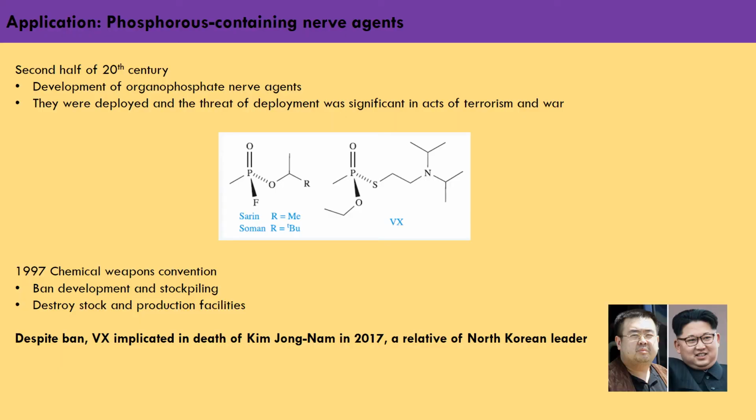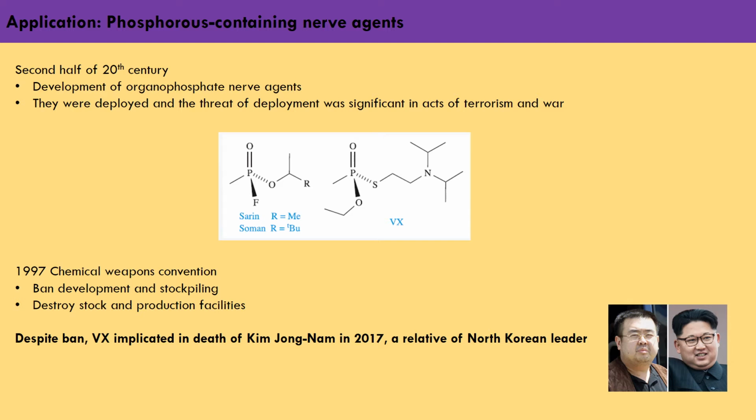Now, whilst we talk about phosphorus as being an important element for the basis of life, DNA and plant and animal tissue and that kind of thing, some of the chemistry that has been developed surrounding phosphorus is also used for negative means as well. And there are a series of nerve agents that contain phosphorus. So in the second half of the 20th century, these organophosphate nerve agents were used and deployed.